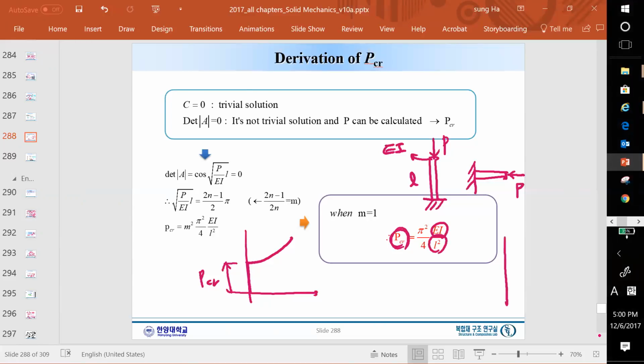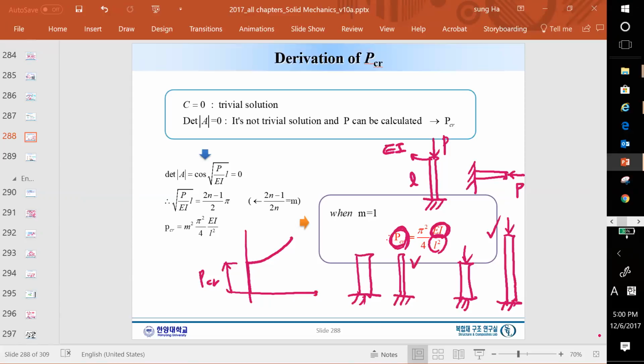In other words, let's compare this case and this case. Which one can easily buckle? Of course, the longer one can easily buckle, which means that its critical P will be very low. And now let's compare this case: same length but very thin. Which one will buckle easily? Of course, this one buckles very easily because EI is very small and the critical P can be very small.